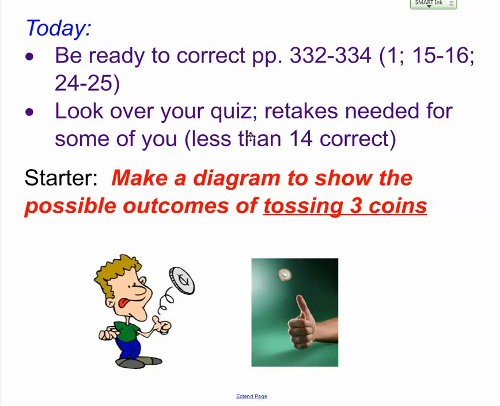We went over your quizzes, and remember, if you got less than 14 correct, you need to do your corrections over the weekend, and you need to show up Monday at lunch or Monday after school to do that retake.